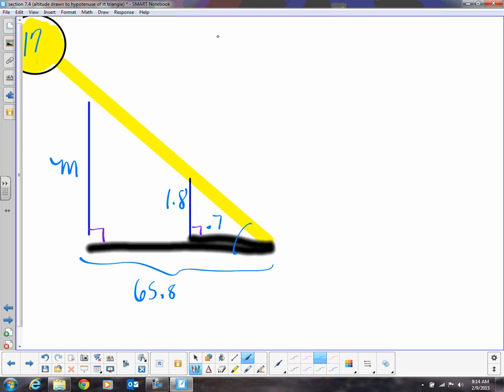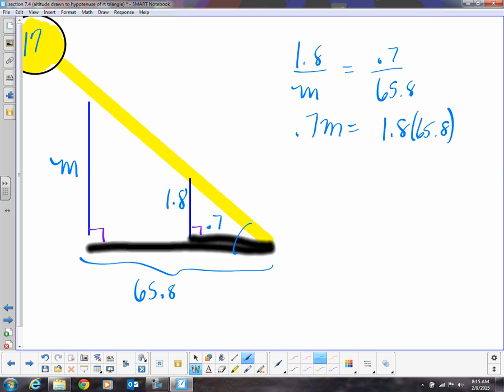So let's do little to big. So I'm going to put 1.8 on top and 0.7 because they're both little. What corresponds to 1.8? No, M in the big for 0.7. 65.8. So now you're going to do 0.7m is equal to 1.8 times 65.8. And you have to finish that because it's decimals. I don't like decimals.